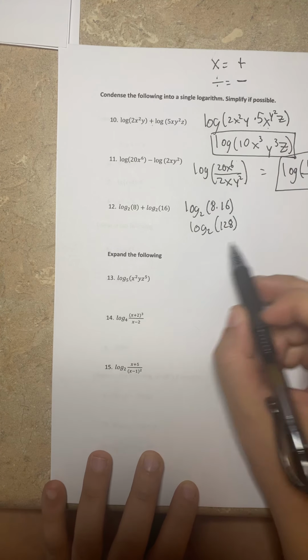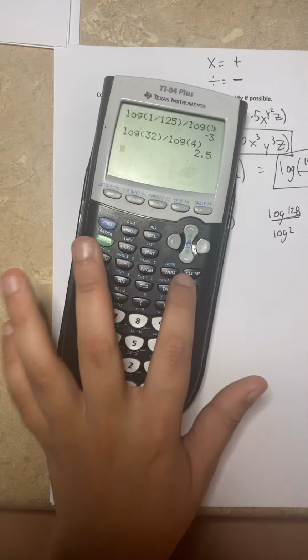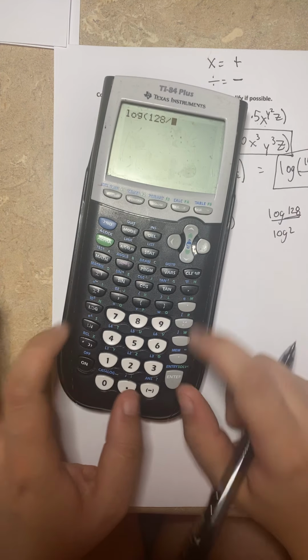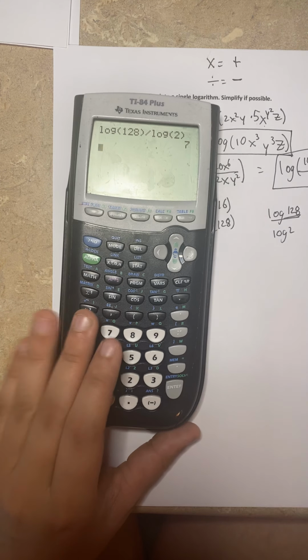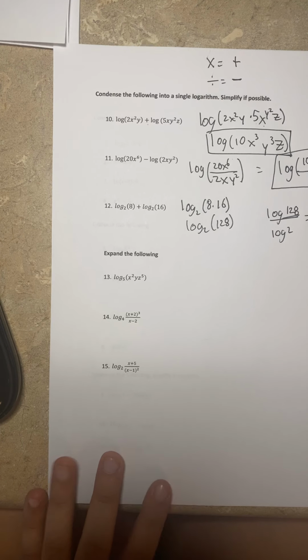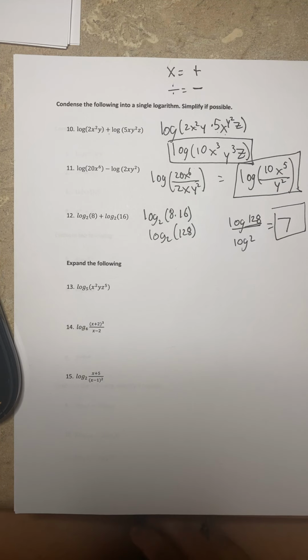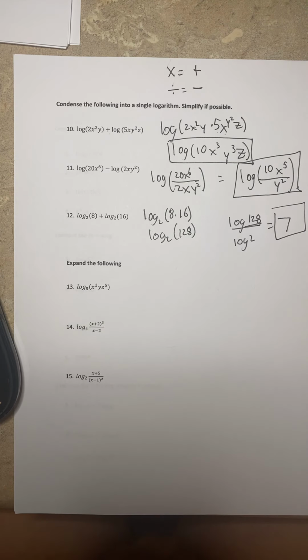And then here you can continue to simplify that. That becomes log of 128 divided by log of 2, which gives me 7. So 7 is the completely simplified version of that. So if it asks you to simplify if possible, you always continue to keep going. If you have a variable, you're not going to be able to continue simplifying.